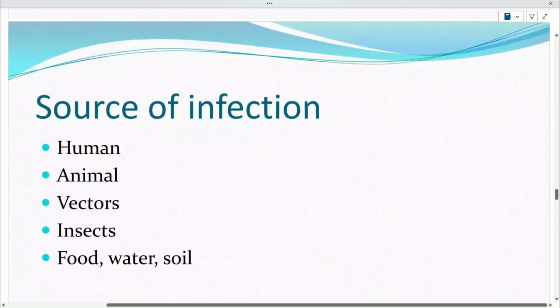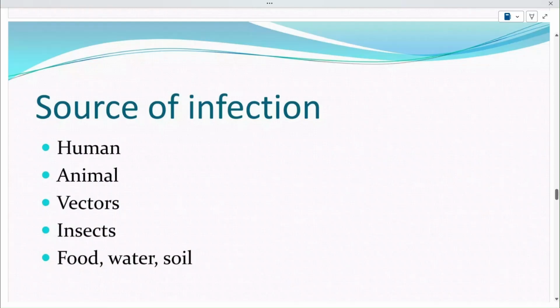So here you can see the source of infection. You can ask how the infections are transmitted from one person to another person. So there are some common vehicles by which the infection can be transmitted. Firstly, we have humans. From the humans, the infection can be transmitted, and next from animals and vectors, insects, food, water, soil. So these are the common sources by which infection can enter other persons.